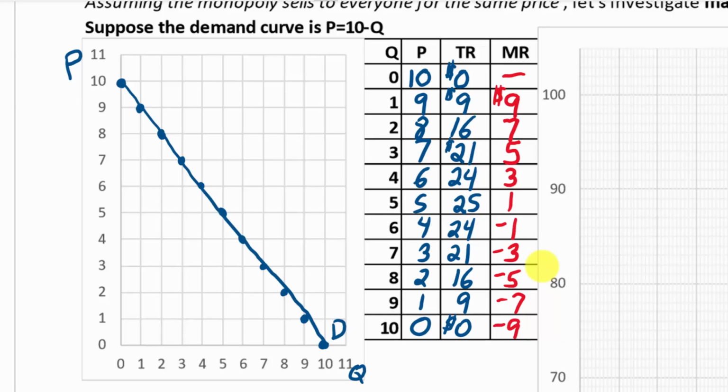Here's the interesting pattern that we want you to notice. Notice that every time we go down one row in this table, we're lowering our price by 1, right? 10 to 9, 9 to 8, 8 to 7, 7 to 6, 6 to 5. And what that's saying is every time we sell another unit, our price goes down by 1. But what's happening to marginal revenue every time we sell another unit? Well, it's going from 9 to 7, 7 to 5, 5 to 3, 3 to 1, 1 to minus 1. So each time we sell another unit, our price is dropping by 1. That's just the graph of the demand curve.